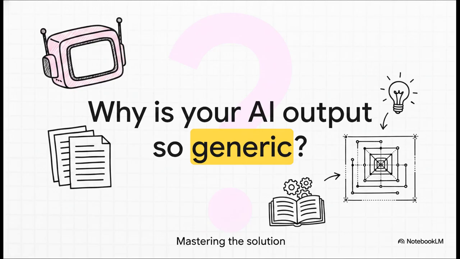You ask it to write an email or maybe summarize a report, and what you get back sounds like it was written by a robot with zero personality. It just completely misses the nuance you were looking for. Well, the truth is, the AI isn't the problem. The blueprint we're giving it is the problem. Okay, let's dive into this because understanding why this happens is absolutely the first step to mastering the solution.